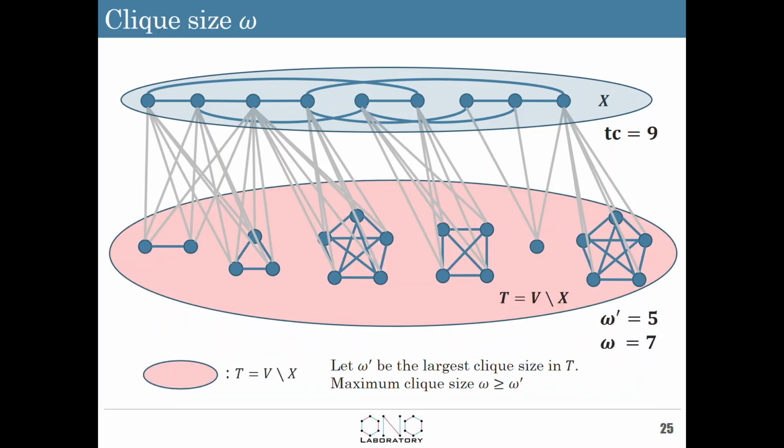Here, we denote by omega the maximum clique size of a graph. In this graph, omega is 7 and the corresponding clique is like this. And let T equal V minus W and omega prime be the largest clique size in T.